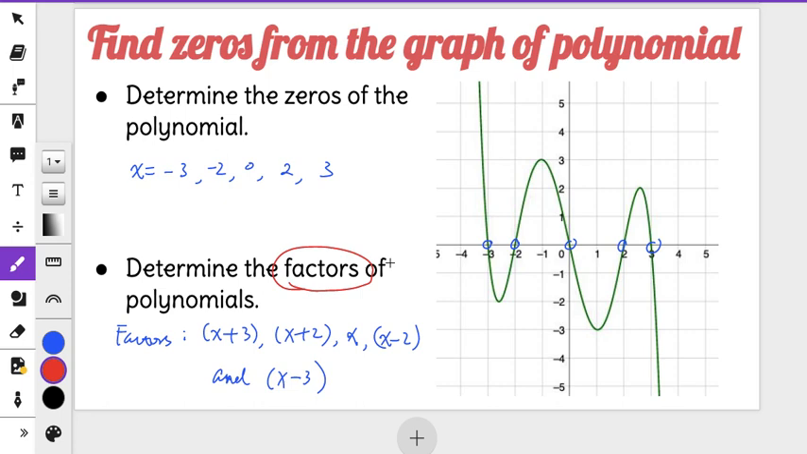Okay, so this is just a quick video regarding how to use the graph to figure out the zeros and how we use zeros to generate the factors.